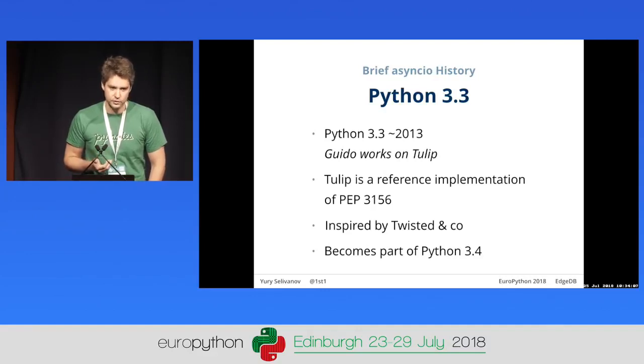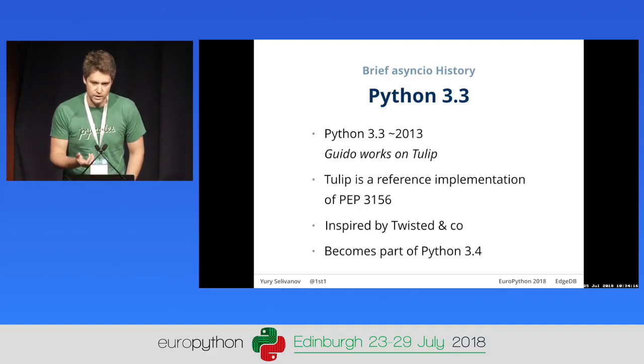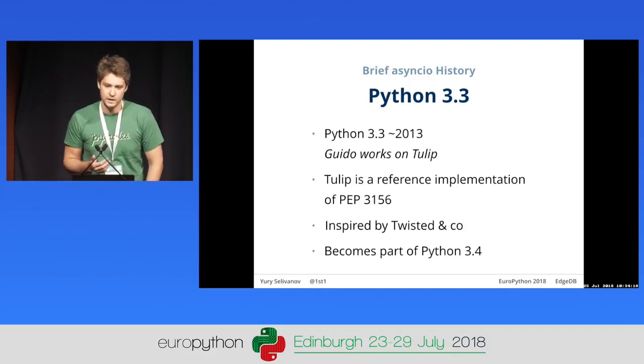And they also influenced async IO in a pretty significant way. For instance, transports and protocols and callbacks, they kind of all came from Twisted. But it was obvious that we don't really want to choose the gevent way of doing things. We wanted things to be explicit.